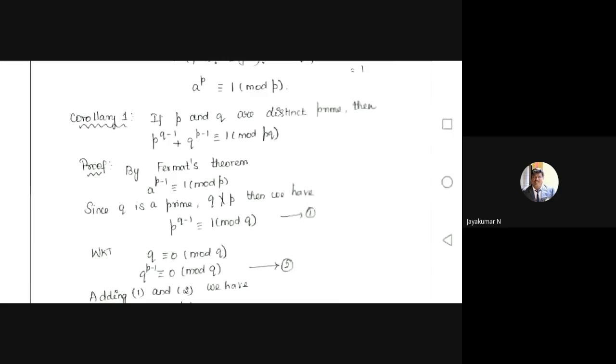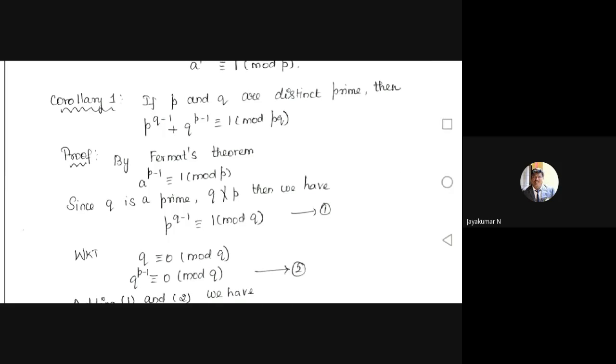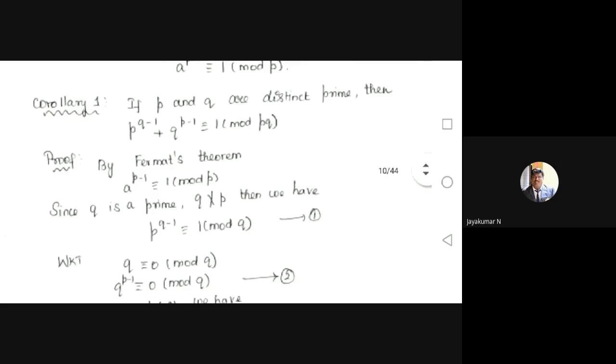If p and q are distinct primes, then p power q minus 1 plus q power p minus 1 is congruent to 1 mod pq. Actually, pq means the LCM of p and q. This can be proved by using Fermat's little theorem. You know the statement of Fermat's little theorem: a power p minus 1 is congruent to 1 mod p.